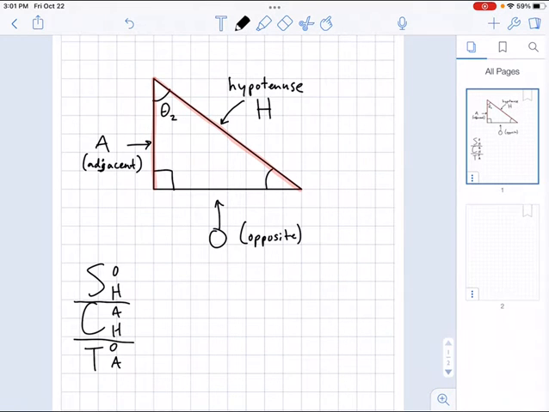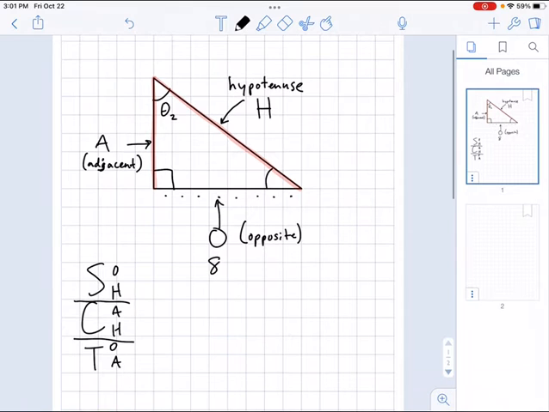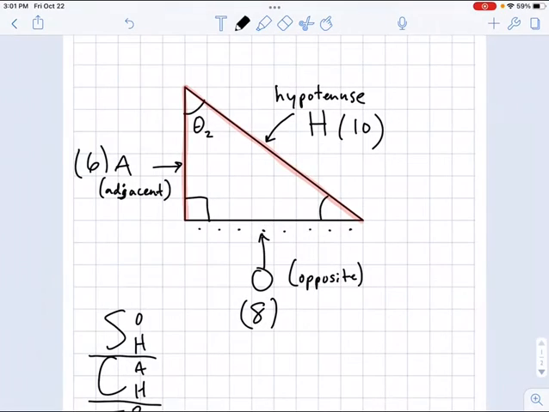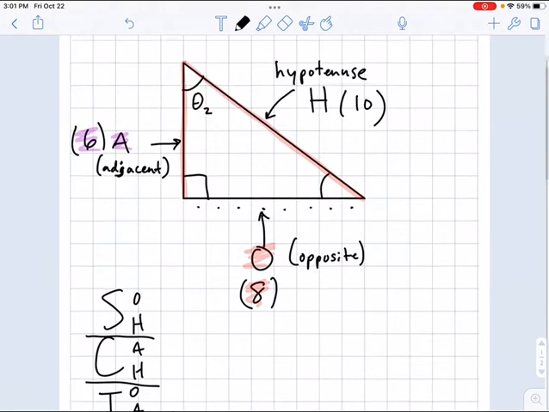So I'm going to count the squares across the bottom, and this is 8 units long. So the opposite length is 8 units. The adjacent side is 6 units. And the hypotenuse is 10. Sometimes you'll know all three sides, sometimes you won't. We can use any two side lengths in a right triangle to solve for the angle. So let's use first the opposite side, which is 8 units long, and the adjacent side, which is 6 units long. So here we go.